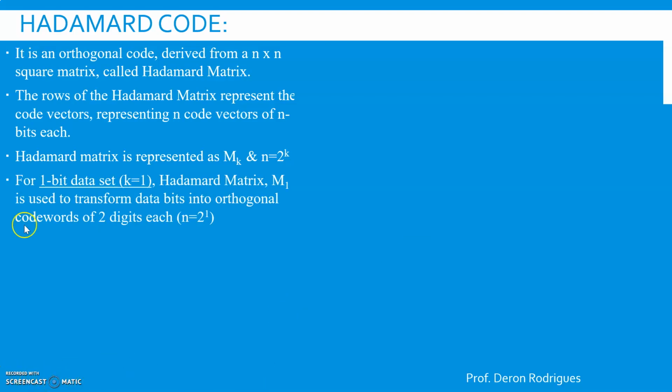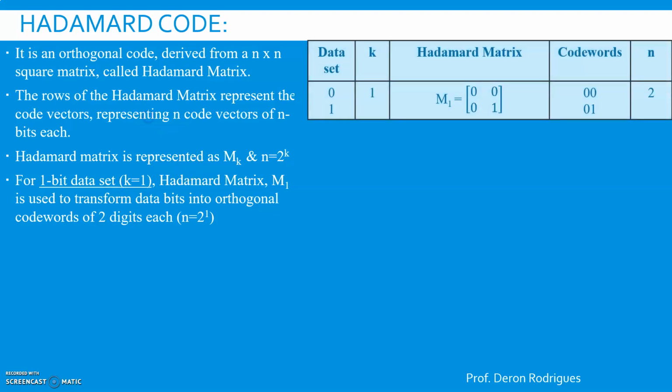So what happens when k is equal to 1? We have a 1-bit data set, and that 1 bit is transformed into code words by using a Hadamard matrix, and the Hadamard matrix is of this form. So this is M1 because it is Mk and k is equal to 1. The Hadamard matrix of first order will have the first row as 0 0 and the second row as 0 1. Similarly, the first column is also 0 0 and the second column is 0 1.